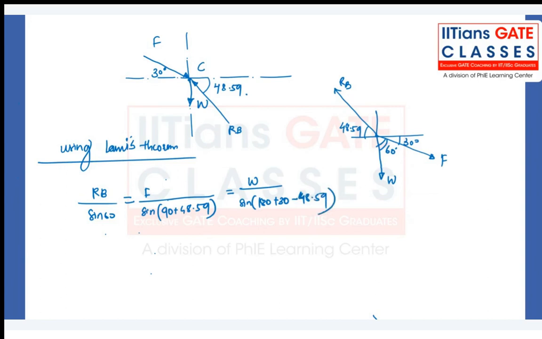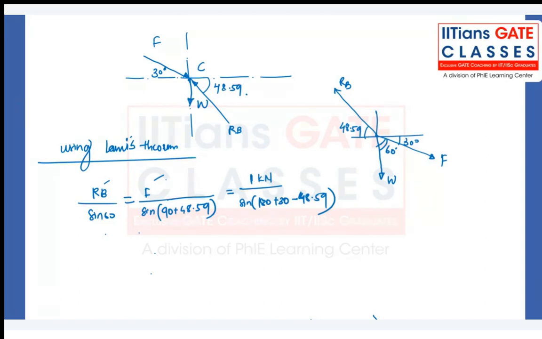And now think on it. What is unknown here? We either have to calculate RB or F, and W is known. So W is how much? 1 kilonewton. So yeah, then you don't need anything else. By using this relation, you can calculate F and RB.